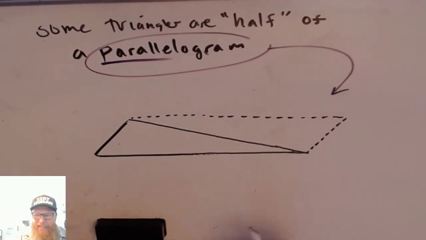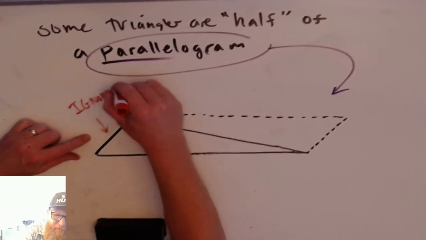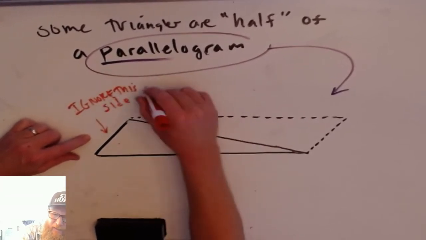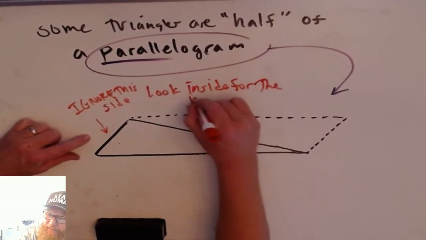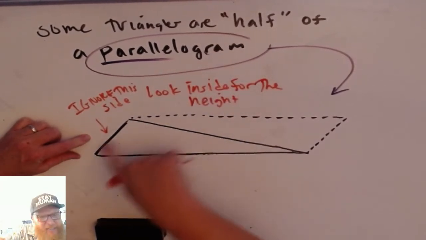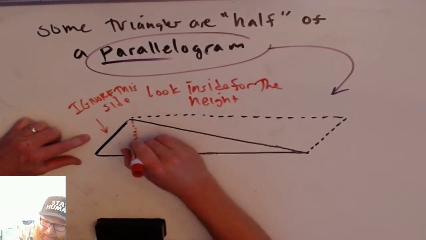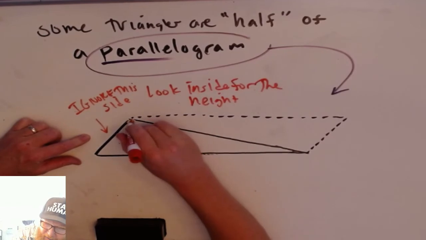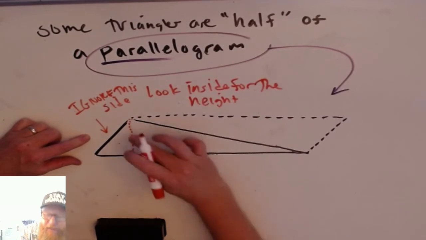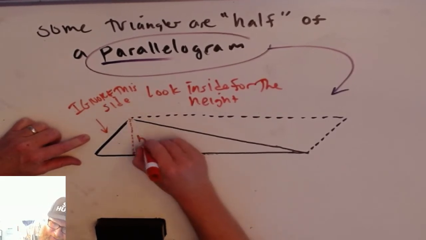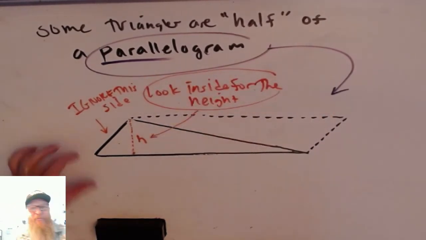So in this case, you ignore this side and look inside for the height. So this is not going to be the height when it's a parallelogram. The height is going to be inside. It'll look usually like a dotted line. I don't know why I'm screwing it up. There it is. And there's your H. Okay, so look inside to find the height.